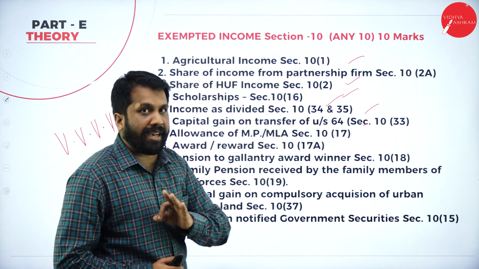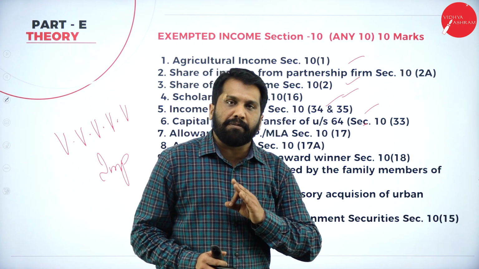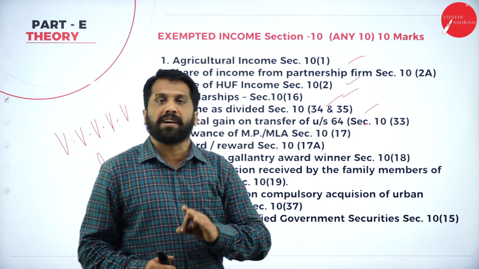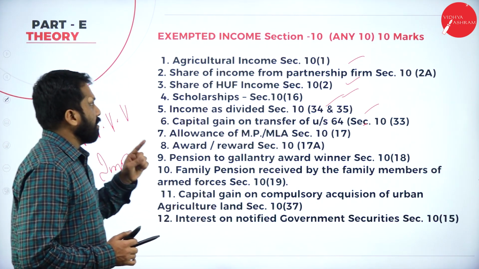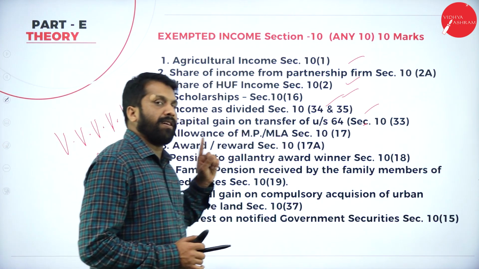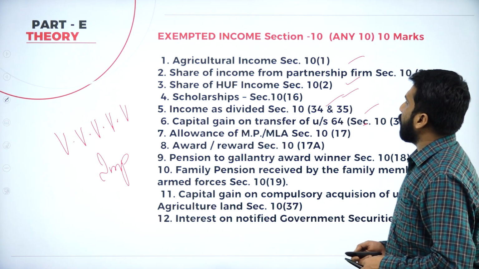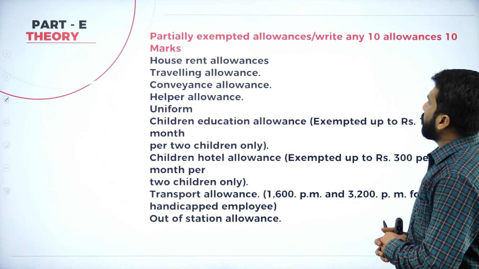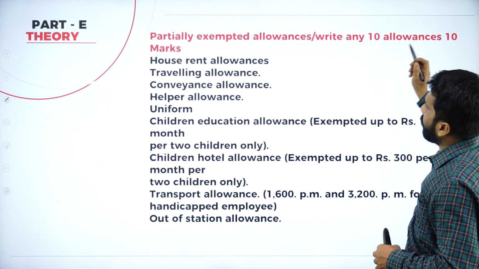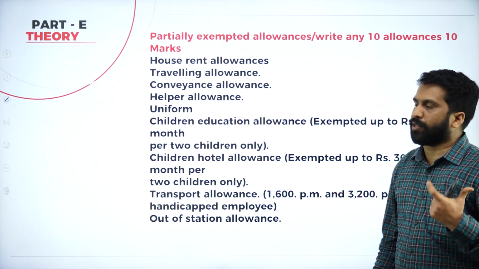But don't write wrong sections. If you are not confirmed, don't write. If you are confirmed, write. But I told you, this is very, very important. Without fail, you have to study. This is for 10 marks. Partially exempted allowances, write any 10 allowances. They may ask you any one type as a question.